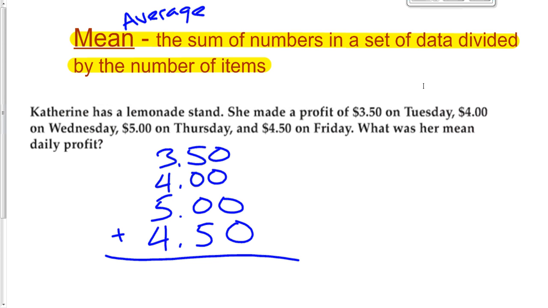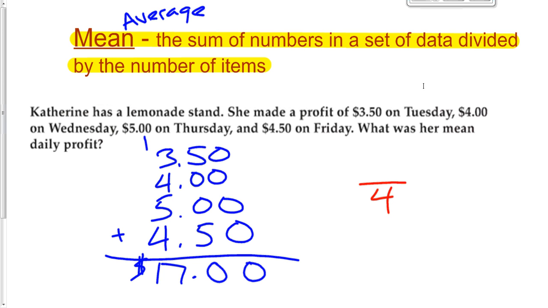So we get the sum of all the numbers in the set, and then we're going to divide it by the number of items in the set. Well, the number of items in the set is 4. There are 4 numbers. When we add these together, we get 3 plus 4 is 7, plus 5 is 12, plus 4 is 16. We get $17.